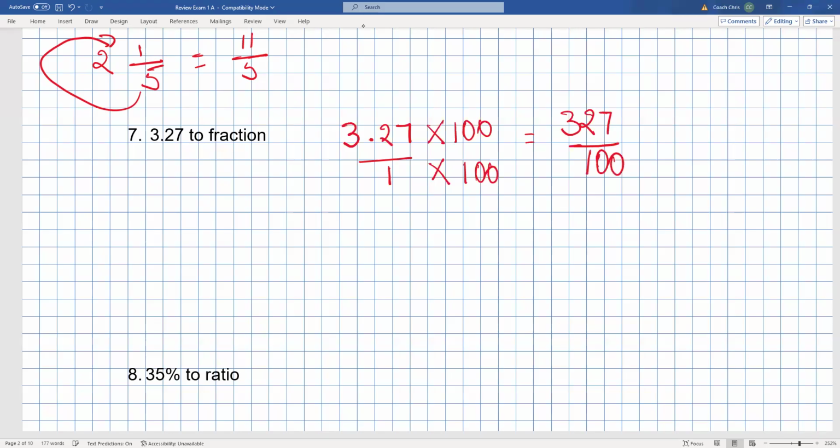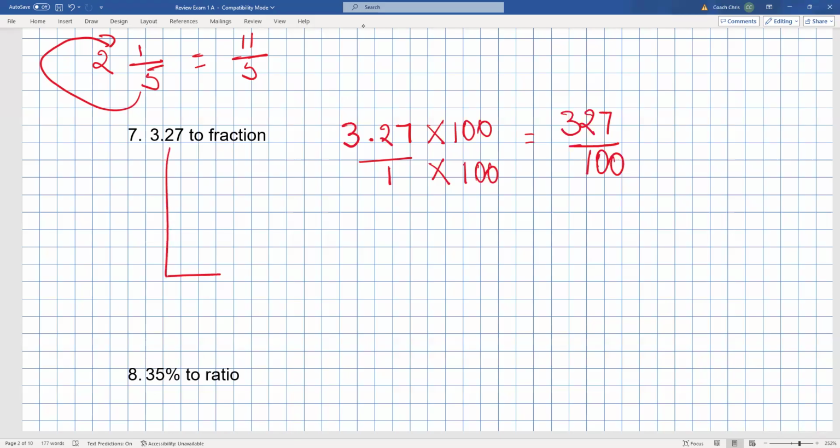So be careful here. If the question is convert this decimal to an improper fraction, this is how you're going to leave it. But if the question says convert this decimal right here to a mixed number, you have to make it a mixed number.